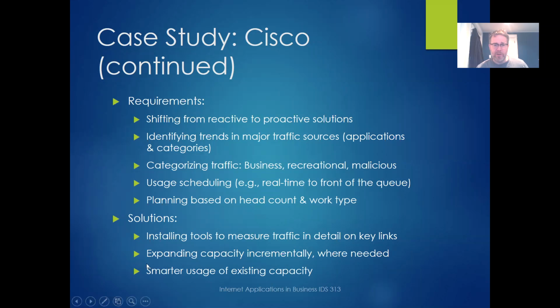Okay, so again, the solutions, part of that was learning what's going on. So again, installing tools to measure traffic in detail on key links. So are you getting the quality of service for your critical applications that you hope to get? And in order to learn that, you have to install measurement equipment at various points in the network, and then expanding capacity incrementally where it's needed. So you don't just upgrade everything throughout the whole network. You just figure out the points where you're going to need it most urgently and apply it there. And at many points of the organization, you'll find, we don't really need to upgrade anything this year. Okay.